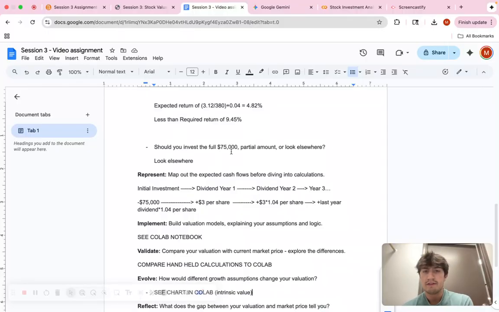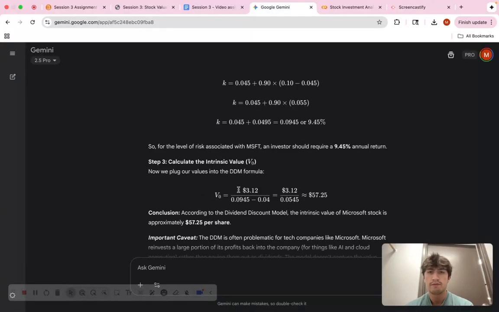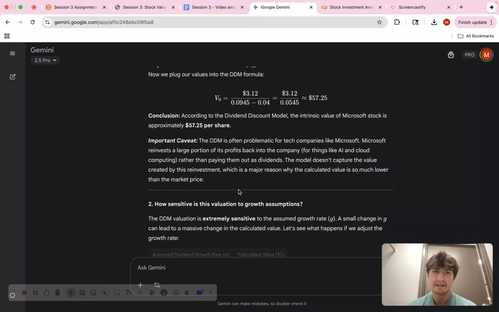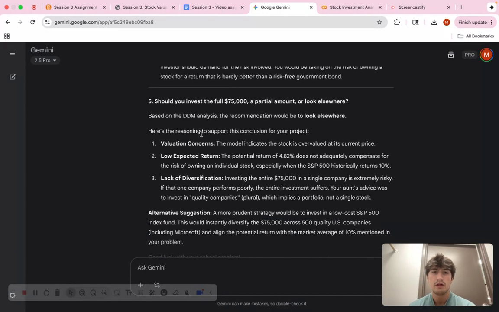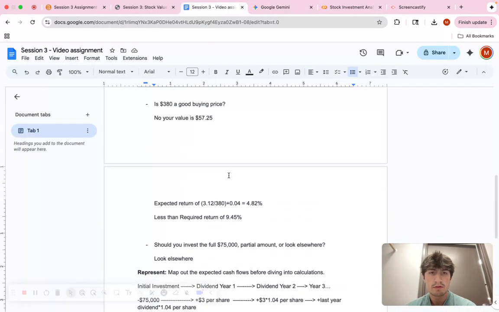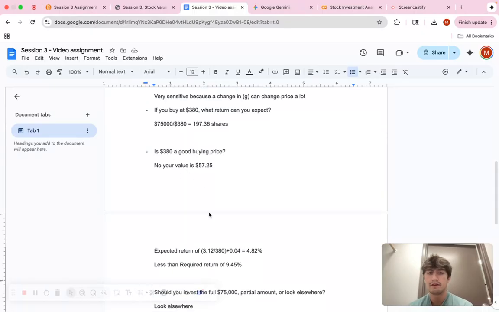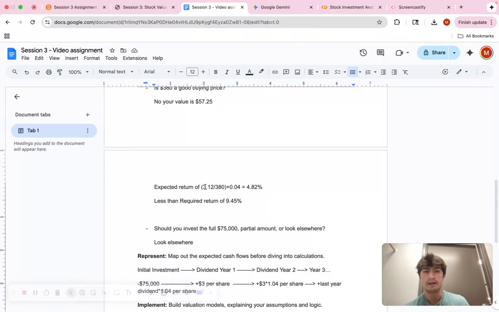And then it asks, should you invest the full 75K or partial or look elsewhere? So right now, when I was getting help from the Gemini, it says that you should look elsewhere because of how much you value it and then how much it is. That's way too big of a gap. And then also the expected return is not nearly as good. So these two questions kind of go hand in hand.